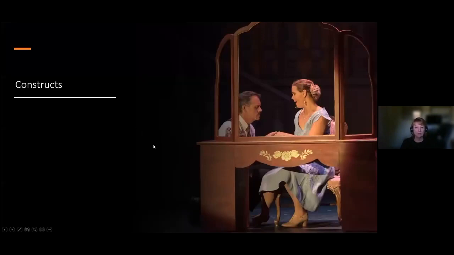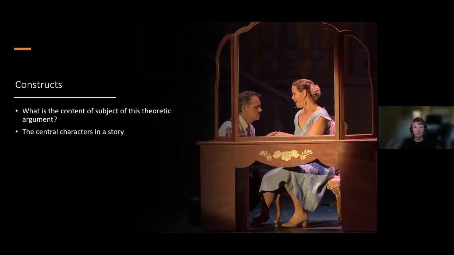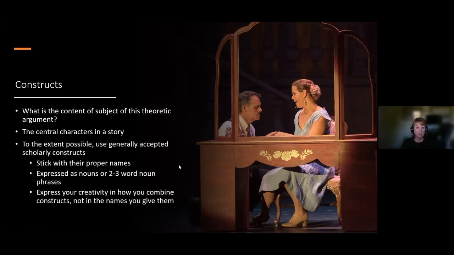So first of all, constructs. If you think of going to a play, the constructs are like the actors in a play. So what is really the content of this argument that you're trying to make theoretically? It's the central characters in the story. So who are the characters that are in the play? You can see we've got two characters here. It looks like they have a relationship. I'm not sure why or how that relationship exists, but I could see they are singing or perhaps talking to each other, and they're holding each other's hands. So there's some kind of relationship between them. But the constructs would be the central characters.